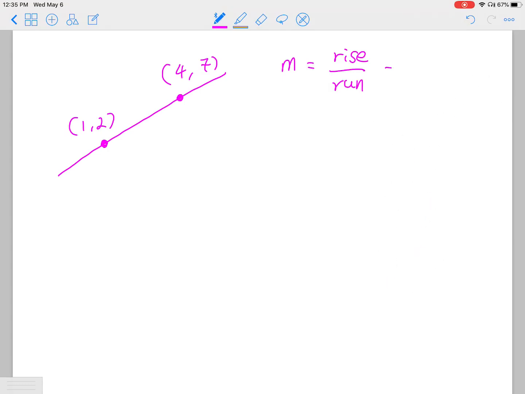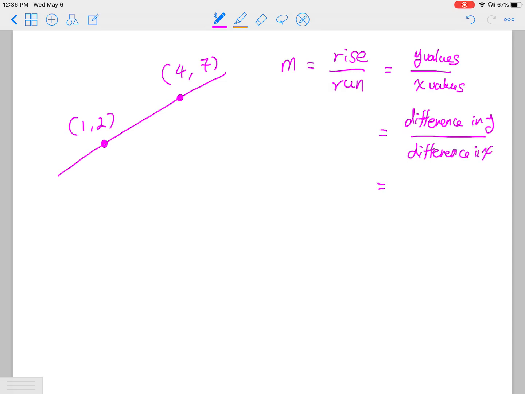So the rise over run, and that means your y values over the x values. And to find that, we basically find the difference in y values and then the difference in x values. In the simplest format, we say the second point's y value, subtracting the first y value, and then in the same order, the x values.